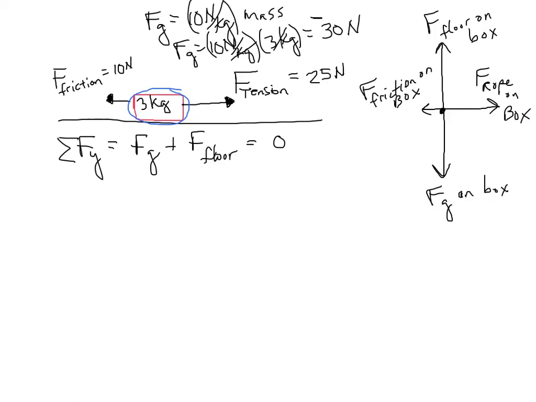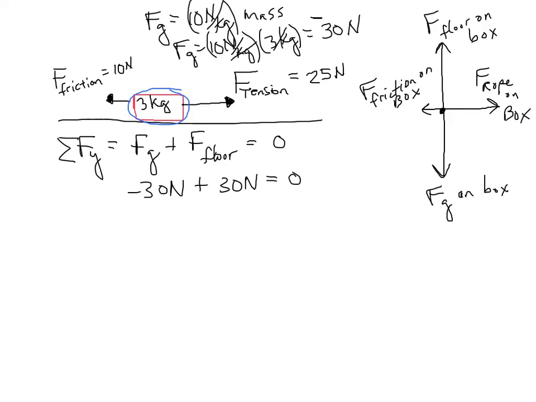Now that means that the force of the floor is going to be positive 30, which is the opposite direction, but the same value as the gravity force. So again, just to show you, the negative 30 newtons of the gravity force plus the 30 newtons of the floor pushing up gives us this summation equal to 0.